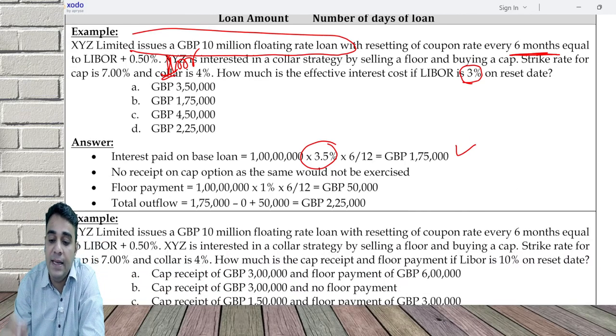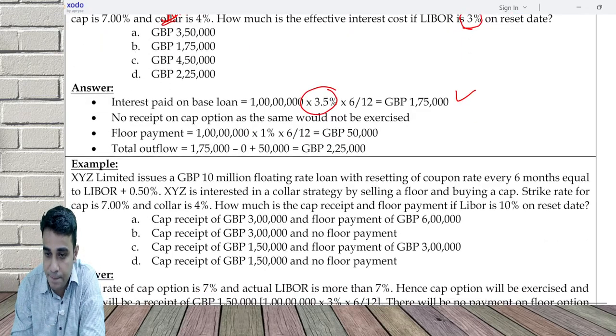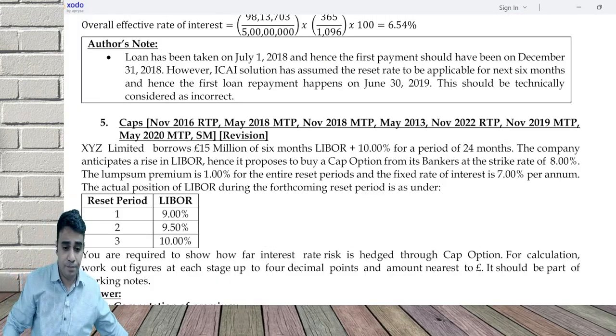I will pay anywhere between 4 and 7. I don't want to pay less than 4. I don't want to pay more than 7%. Any doubts on this? Okay.